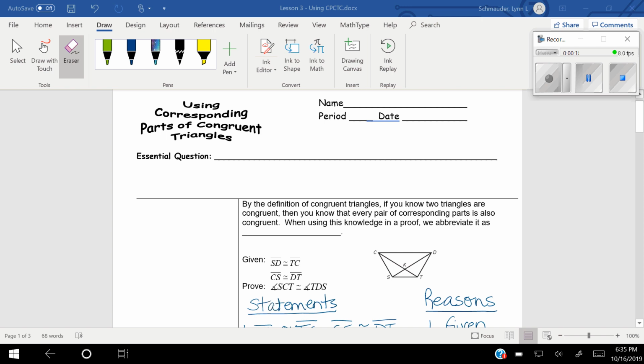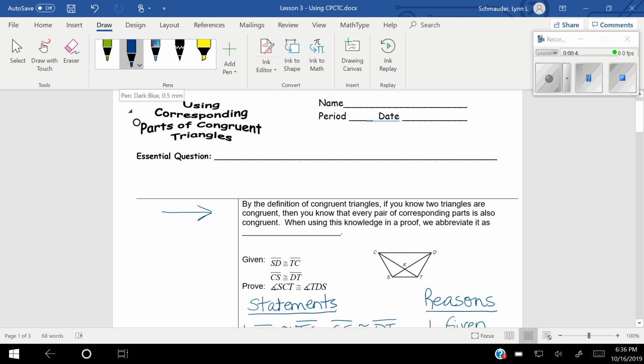Because what we're doing today is we're going to go one step further. After we prove triangles are congruent, we're then going to prove some other parts of the congruent triangles are congruent. And we can really do that because that's the definition of congruent figures, right? Is that all corresponding parts are congruent. So let's look at this definition that we have here.